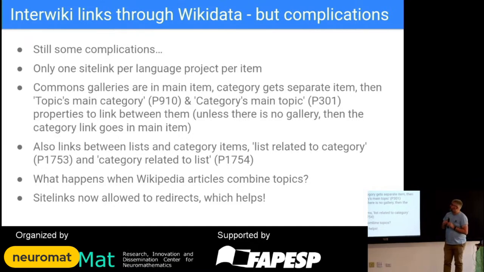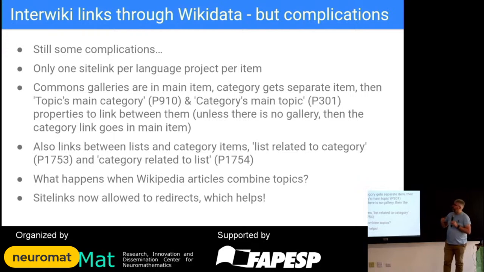There's also a problem when you're linking to Commons categories, because often on Commons you have a gallery and you also have a category for photos of that place or of that topic. So what happened there is we ended up having basically three items per topic in the worst case. If it's simple, if there's only an article, only either a gallery or a category, there's only one item because we don't need to create masses of items for this.